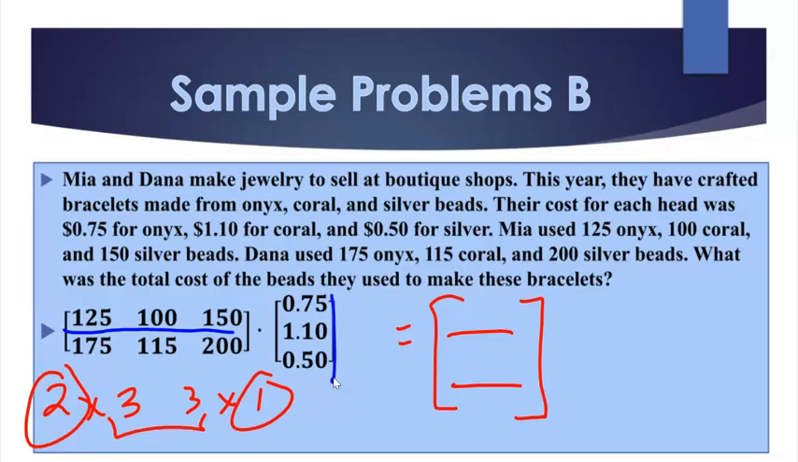And so the first thing I'm going to do is take 125 times 0.75 plus 100 times 1.10 plus 150 times 0.50. That gives us 278.75. And then the next part is row 2, column 1. So I have 175 times 0.75 plus 115 times 1.10 plus 200 times 0.50. And that's going to give us 357.75.